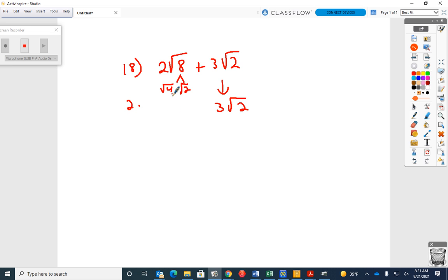Can I find the square root of 4? What is it? 2. What's left inside? 2. What's 2 times 2? 4. 4 radical 2 plus 3 radical 2. My answer is going to be radical 2. What's 4 plus 3? 7. Okay? Make sense?